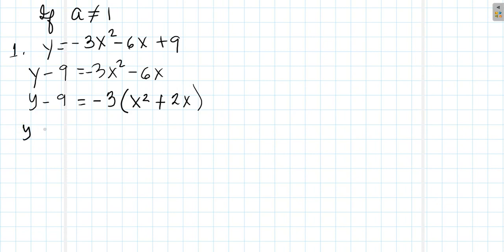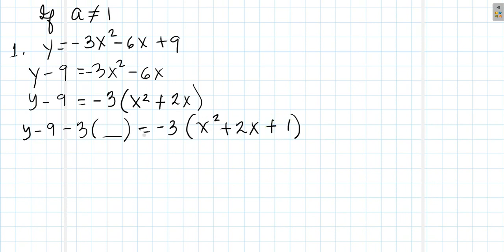So therefore, y minus 9, and then we copy this one. Since this is negative, then you are going to multiply that by the square of half of the middle term. Negative, we copy, then x squared plus 2x. One half of the middle term is 1, then squared. So plus 1, we also add this by 1. Okay? So we multiply it by 3 because that is the numerical coefficient. So we have y minus 9 minus 3 is equal to negative 3.